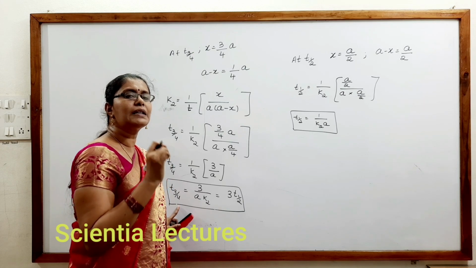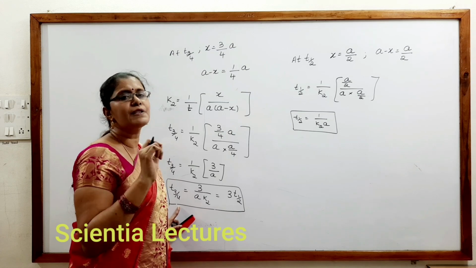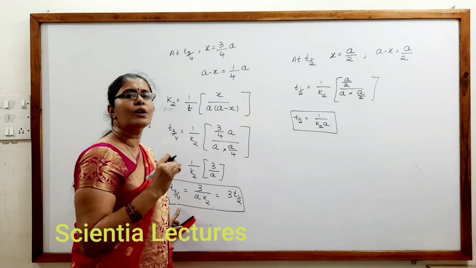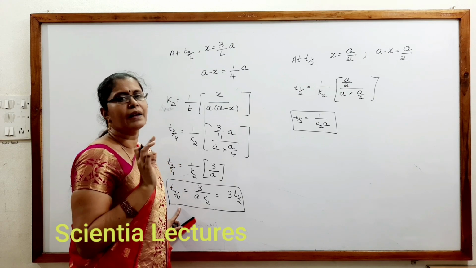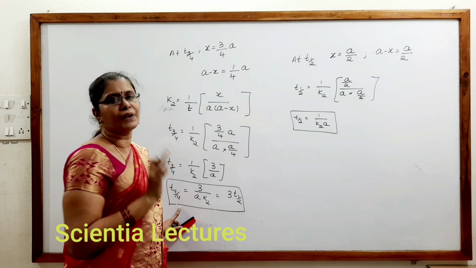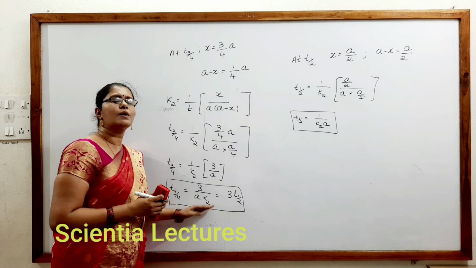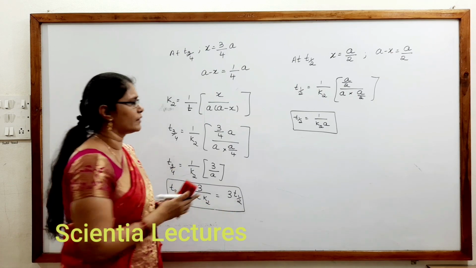Suppose they have said that t3 by 4 is 30 minutes and t half is 15 minutes, then it is a first order reaction. Based on the information given, we can easily identify the order of the reaction. So remember, here t3 by 4 must be equal to thrice of t half for a second order reaction.